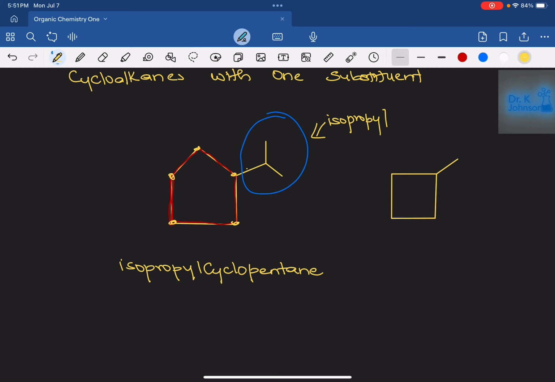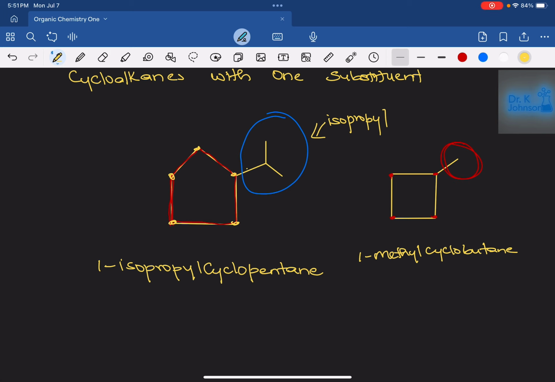So again, find your ring. You only have 4 carbons here in the ring. It's a square. So this is going to be cyclobutane. And you only have the one substituent here, which is a methyl group. So it's going to be methylcyclobutane. You can put the one if you want, but it's not necessary. If you put the one, it's not incorrect. So if you only have one substituent, no need to give it a number because it automatically gets number one.